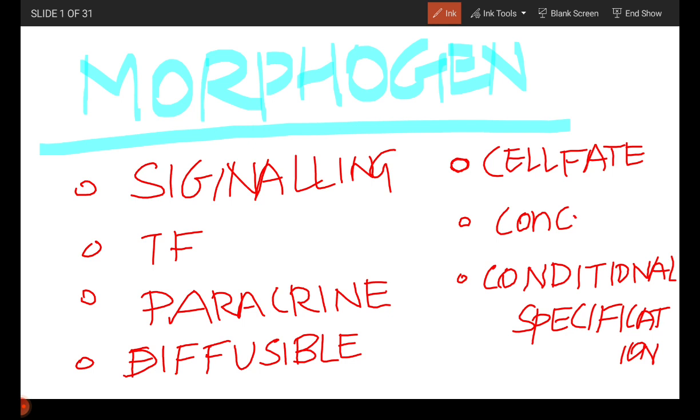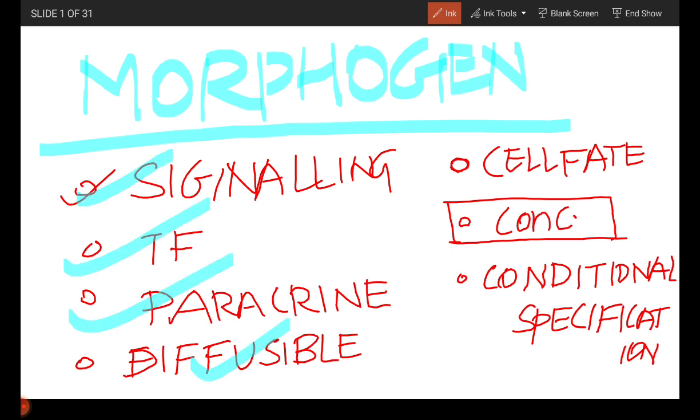These are the basic characteristics of morphogen. They work in a concentration dependent manner. So these are the basic properties of morphogen: signaling, transcription factor, paracrine signaling, diffusible molecule, help in attaining cell fate. They are concentration dependent, and they help in attaining conditional specification.